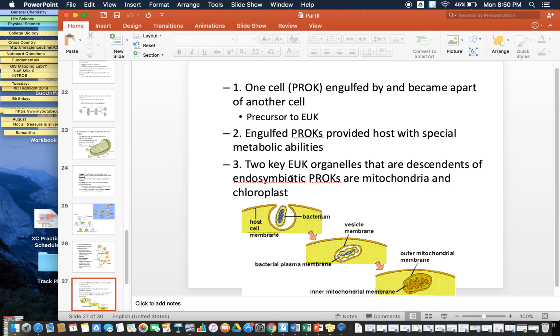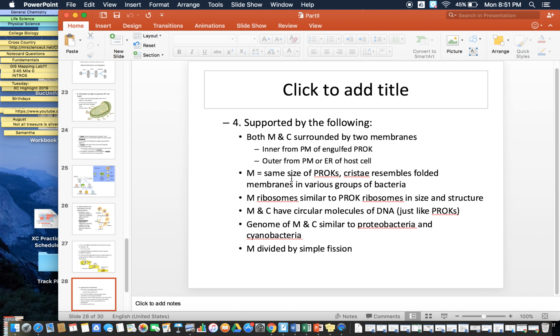So one cell, a prokaryote, was engulfed by and became part of another cell. Then the engulfed prokaryote provided the host with special metabolic abilities. Two key eukaryotic organelles that are descendants of endosymbiotic prokaryotes are the mitochondria and the chloroplast. Why is this hypothesis supported? What's the evidence behind it? Both mitochondria and chloroplasts are surrounded by two membranes, because when it got engulfed, it got the inner membrane from its own plasma membrane and the outer from the plasma membrane or ER of the host cell. That's why these guys have two membranes.